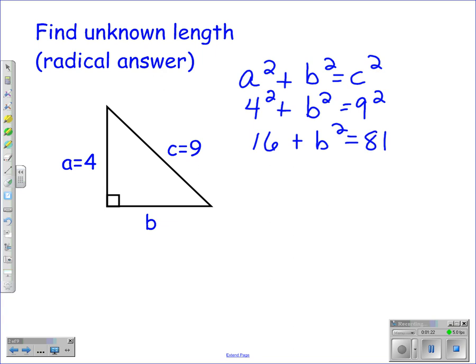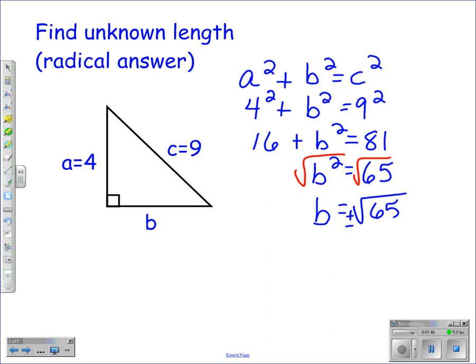We need to get b squared all by itself. So that means you're going to take 81 and subtract 16 from it. That gives us 65. And then we need the square root of both sides. So we need to find out just what b is. So we're going to take the square root of both sides, which gives us the square root of 65. And technically, that's plus or minus the square root of 65.